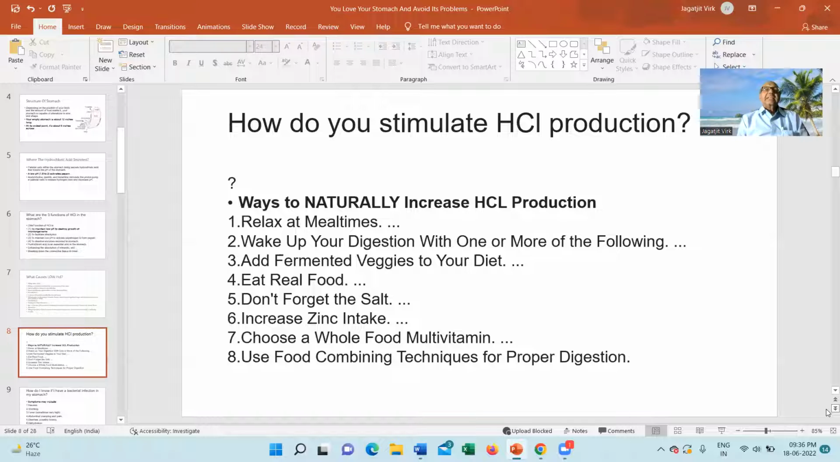How do you stimulate HCl production? Ways to naturally increase HCl production. Relax at mealtimes. Wake up your digestion with one or more of the following. Add fermented veggies to your diet. Eat real food. Don't forget the salt. Increase zinc intake. Choose a whole food multivitamin. Use food combining techniques for proper digestion.